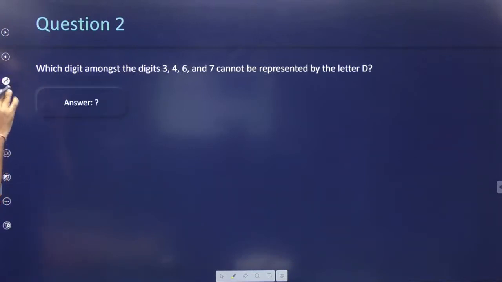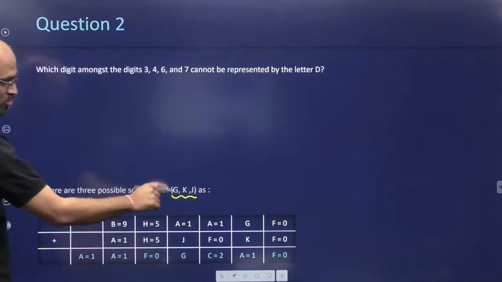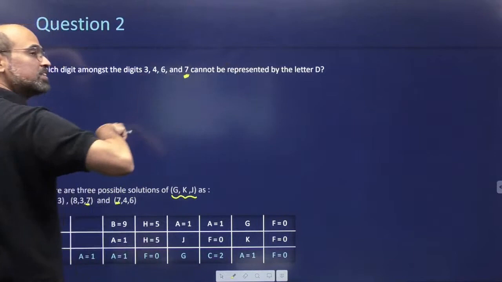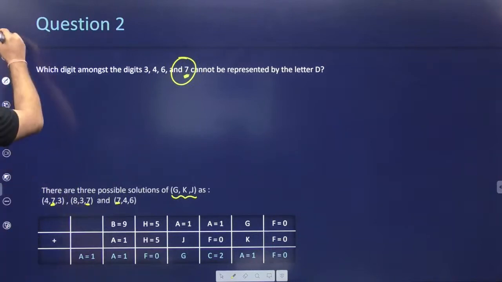Next question, which digit amongst the digits 3, 4, 6 and 7 cannot be represented by the letter D here? Right? So we have this scenario. Can we say from here that 4, 7, 3, 7, 4, 6, these all are going to be one among G, K and J. So can we say that 7 will be definitely used? It will be used by either G, K or J for sure. So if 7 will definitely be used for these 3 letters, then D cannot take 7. So can we say 7 is that digit which can never be taken by D?